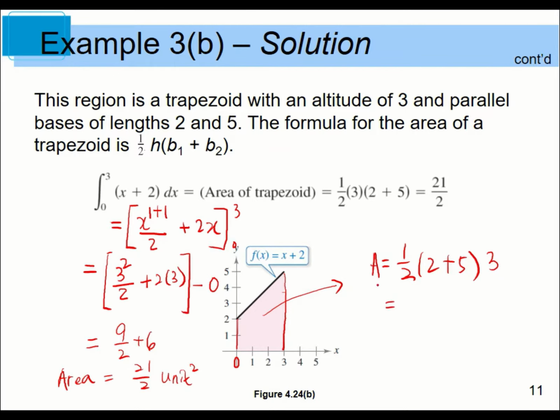So if we use the formula, the area will be 1 over 2, 2 plus 5, multiply the height, which is 3. This gives us 7 times 3, 21 over 2. So if we use the formula, we get this, and if we use the integration, we also get the same answer. So this verified that the integration is area.